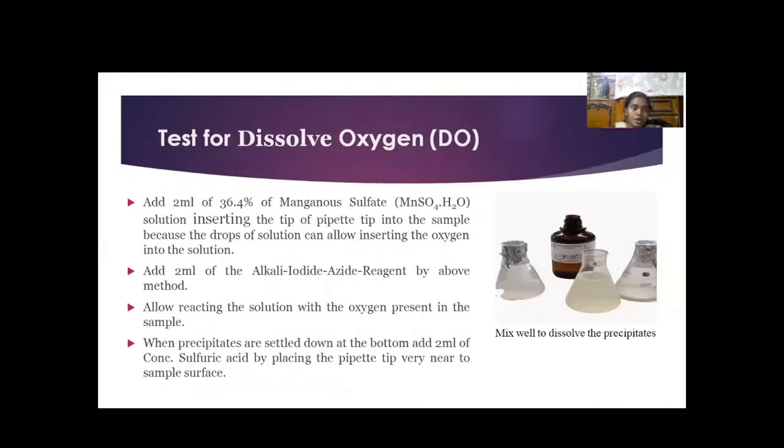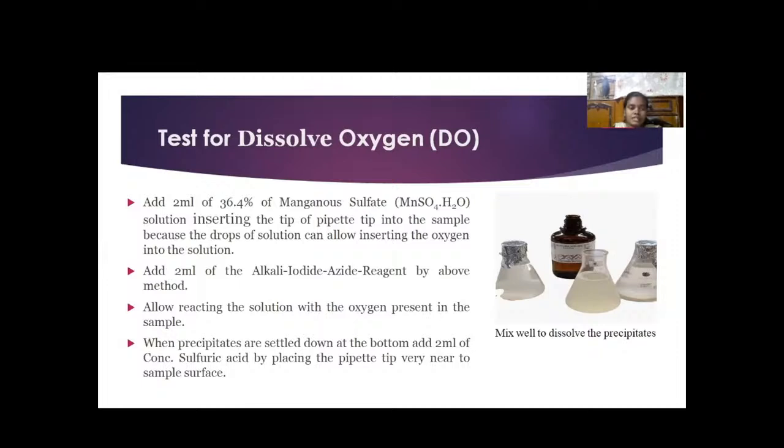Test of DO. Add 2 ml of 36.4% manganese sulfate solution, inserting the pipette tip into the sample, because a drop of the solution could allow oxygen to enter the solution. Add 2 ml of alkali iodide reagent by the same method. Allow the solution to react with the oxygen present in the sample.